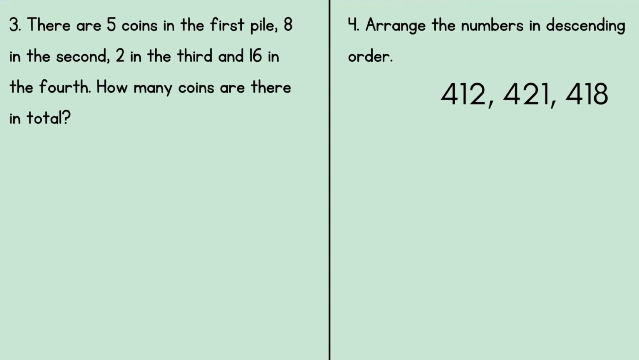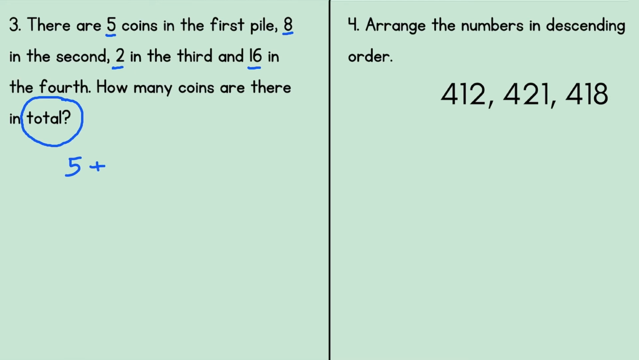Now we have a word problem. There are 5 coins in the first pile, 8 in the second, 2 in the third and 16 in the fourth. How many coins are there in total? When you see the word total, you know that it is an addition word problem. Which numbers should we add? We will add 5, 8, 2 and 16 because we are counting the number of coins.